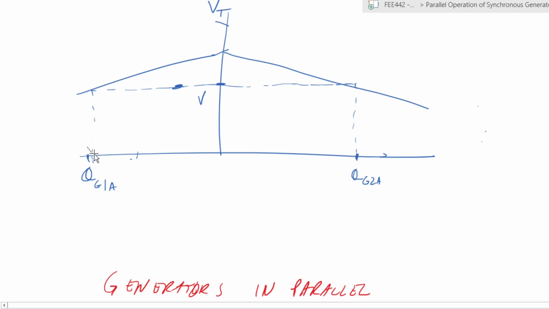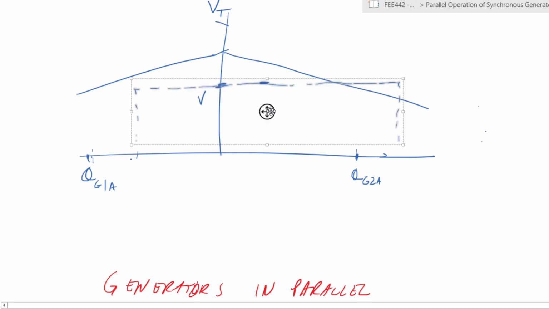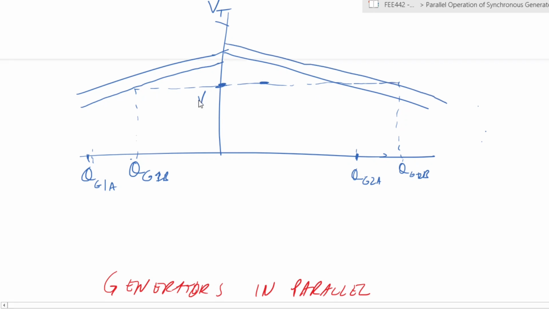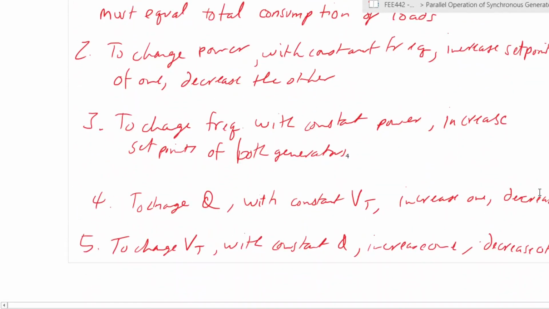So we want to retain the voltage as the same point, but we want to change the ratio of reactive power being supplied. So let's say we want to decrease what is being supplied by generator A. Voltage remains the same at that point. So in this case, QG1B and QG2B, right? Once again, set point there and set point there. So what you've seen is similar to what we had seen before. Your set point, one of them goes down, one of them goes up, right? So in this case, you increase one and decrease the other.